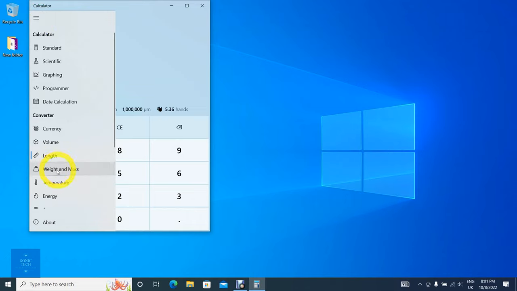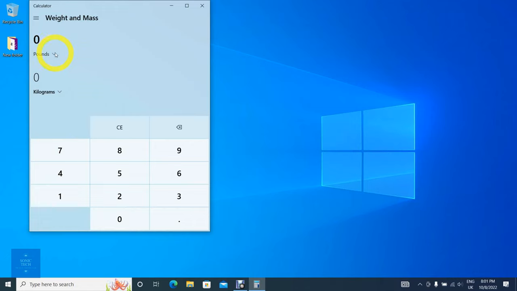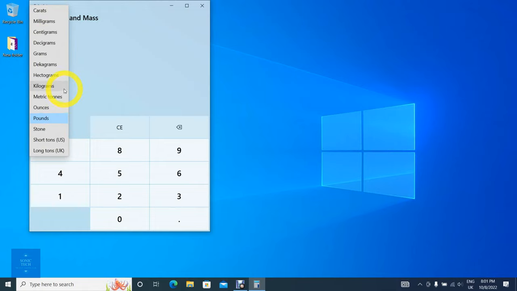Try weight and mass option. You will find kilograms, pounds, ounces, tons, stone, and many other mass units.